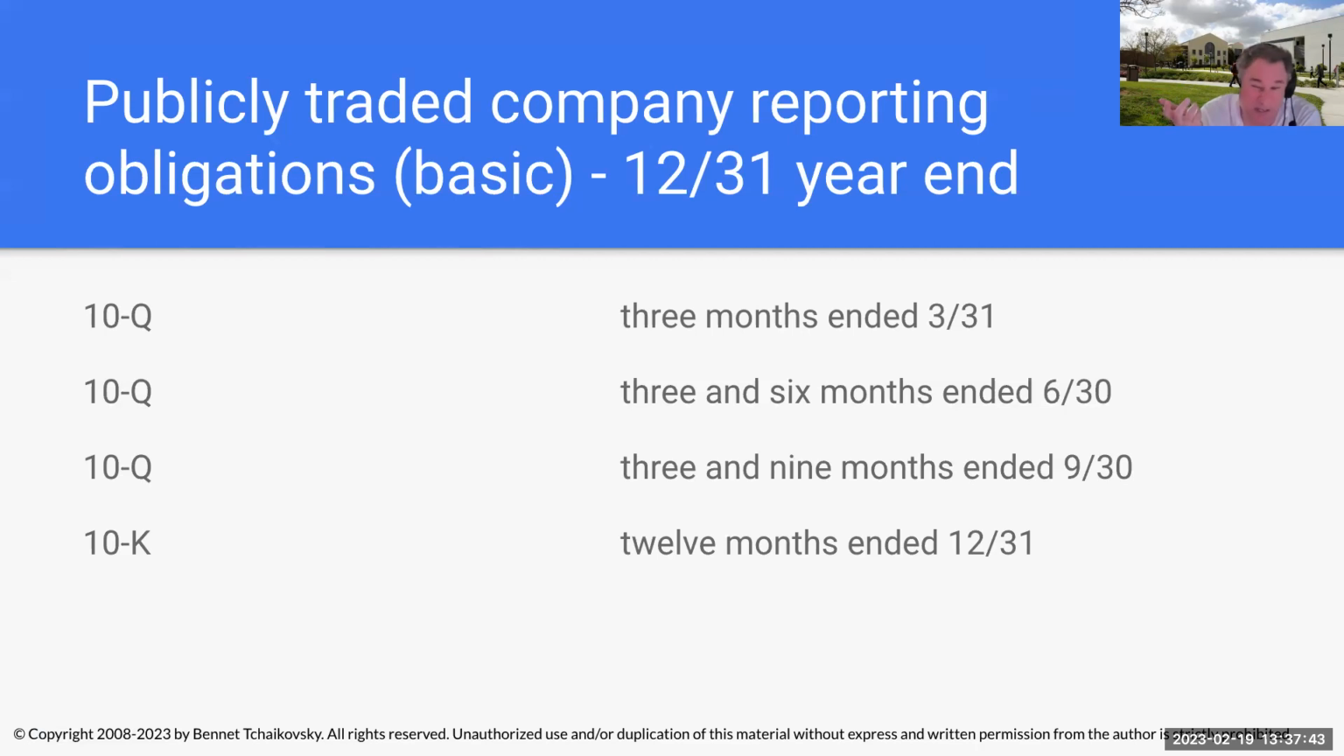The third quarterly report would show 3 and 9 months ended September 30th. And then lastly, you would have an annual report, which is basically going to be the 12 months ended December 31st. Companies generally want to be filing these on time. The SEC and your exchanges like NASDAQ and NYSE do not take very kindly to companies that fail to meet their deadlines for filing.